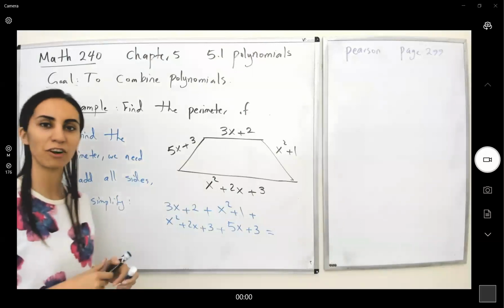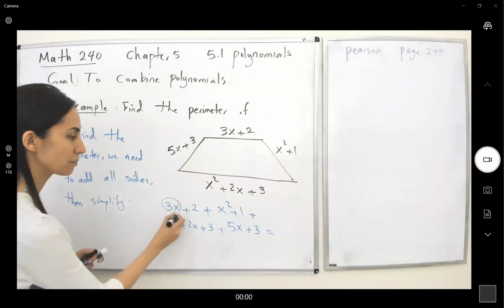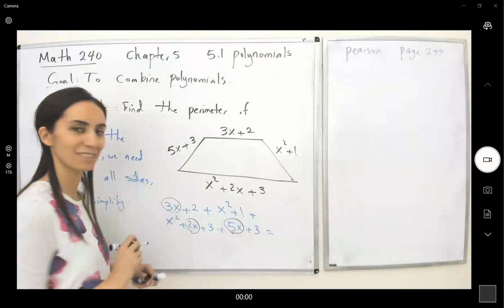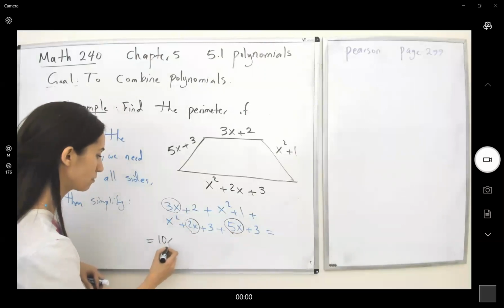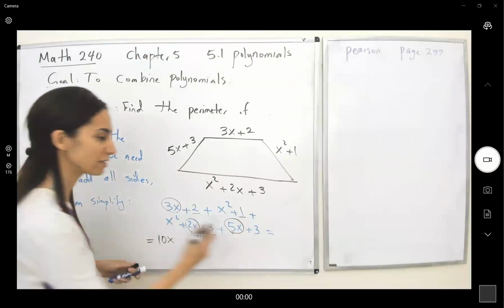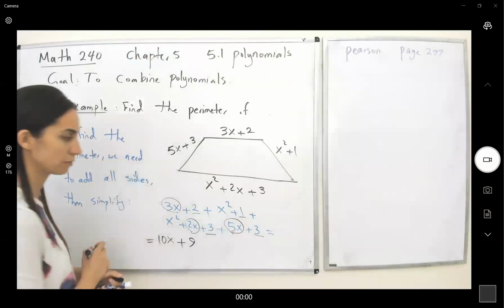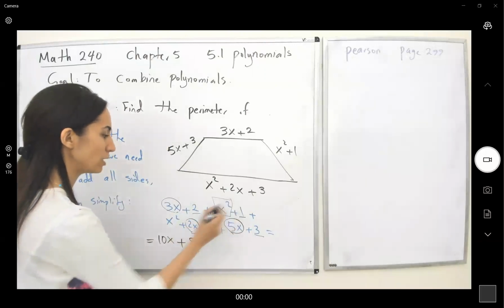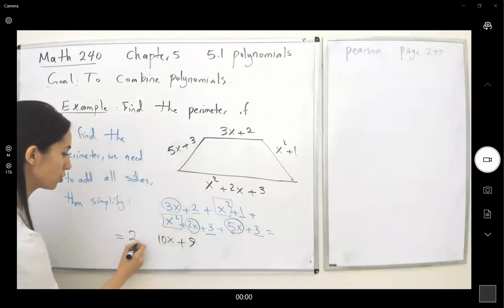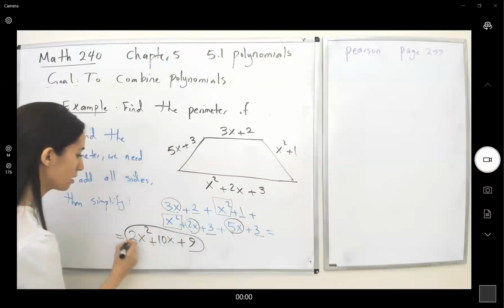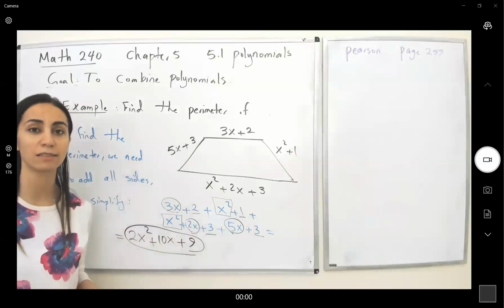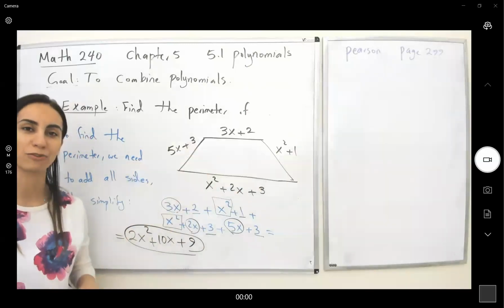Well, let us simplify this. We have 3x plus 2x, so 5x so far, plus 5x, we have 10x. We have 2 plus 1, 3, plus 3, 6, plus 3, 9. And we also have x squared plus another x squared, 2x squared. So 2x squared plus 10x plus 9 is the expression representing the surrounding or the perimeter of this object.